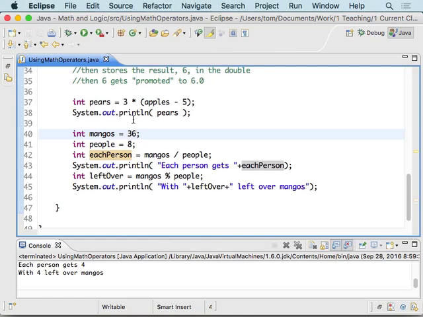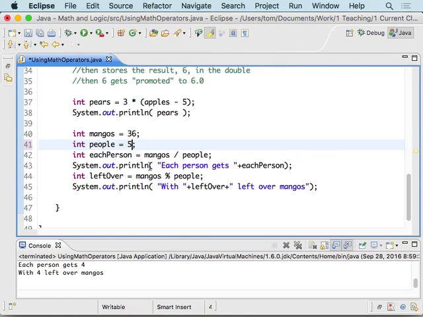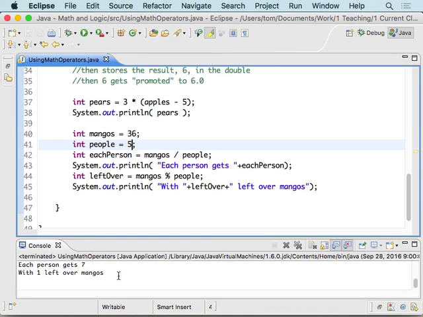Okay, so what if I change this number? What if the number of people changes, and let's say now that there's 5 people, okay? What do you think this is going to print out? If it's 36 mangoes and there's 5 people, each person is going to get how many mangoes? 7 mangoes, right? Because 5 goes into 35 7 times, right? Okay, and how many are going to be left over? 1. Okay, good. Okay, so that's how modulus works. It gives us the remainder value.